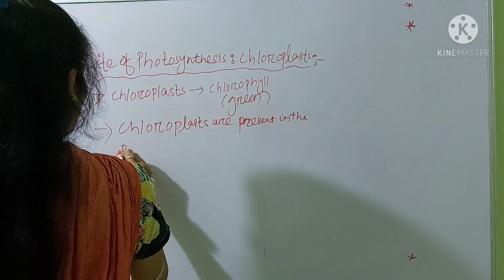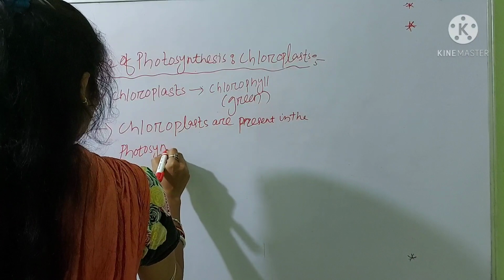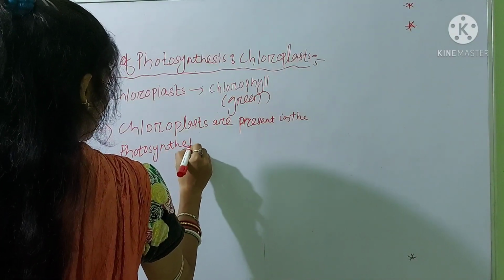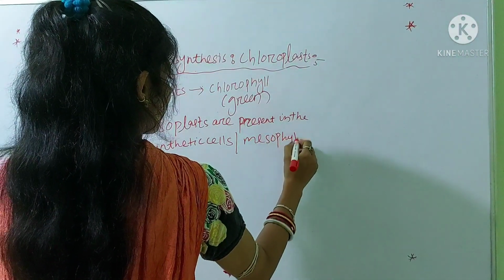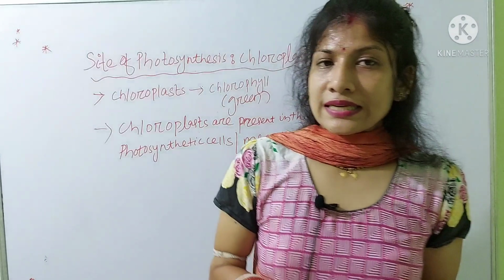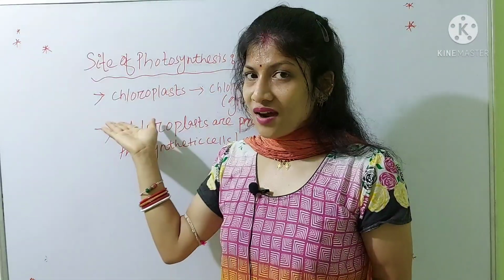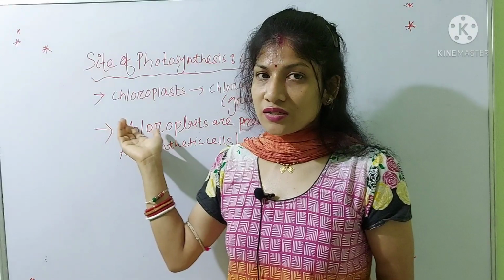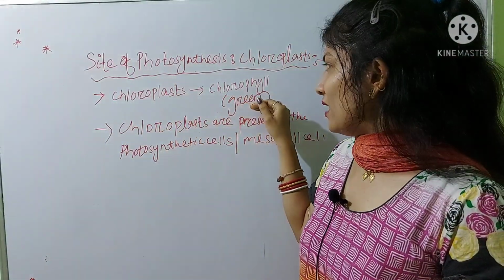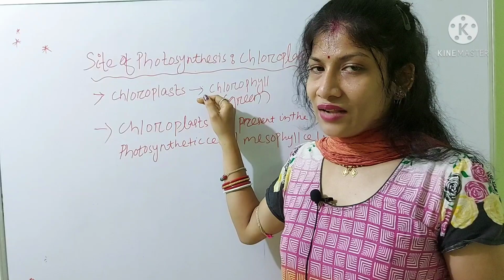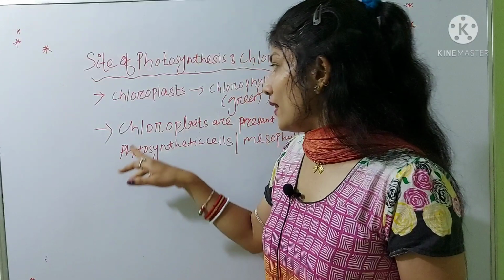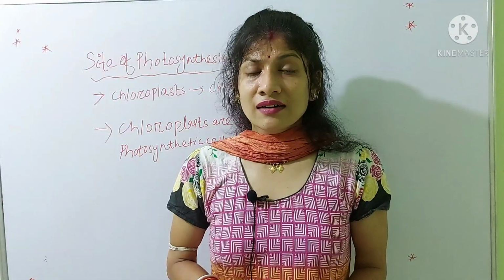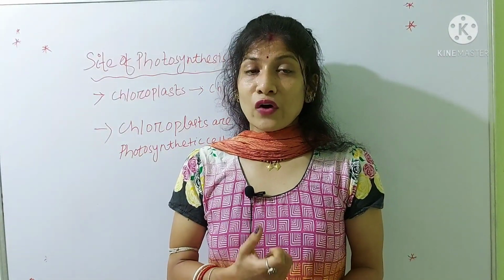They are present in the photosynthetic cells, or the mesophyll cells, which are present in the leaf. So the site of photosynthesis is the chloroplast. Chloroplasts are the cell organelles where the photosynthesis process takes place, and they contain the green pigment, chlorophyll, which helps in photosynthesis as it traps or absorbs the sunlight energy. The chloroplasts are present in the photosynthetic cell or the mesophyll cell of the leaf.